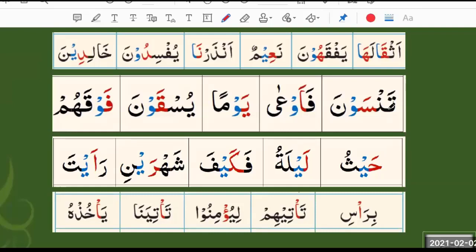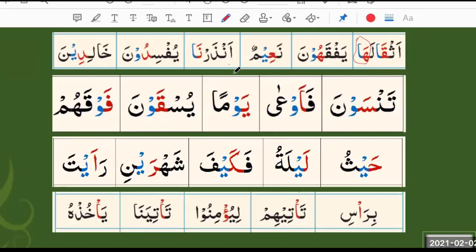Asqalaha. One mistake. Can you please? Asqalaha. Yes. Yafqahuna. Na'imun. Could you please tell me now why we are prolonging this one and you pronounce very correctly this huna? What was the reason? The ha has an alif next to it, so you have to elongate it. What is the condition of this harf? Harf madd. Well done. Thank you very much. Now read. Next one from here.